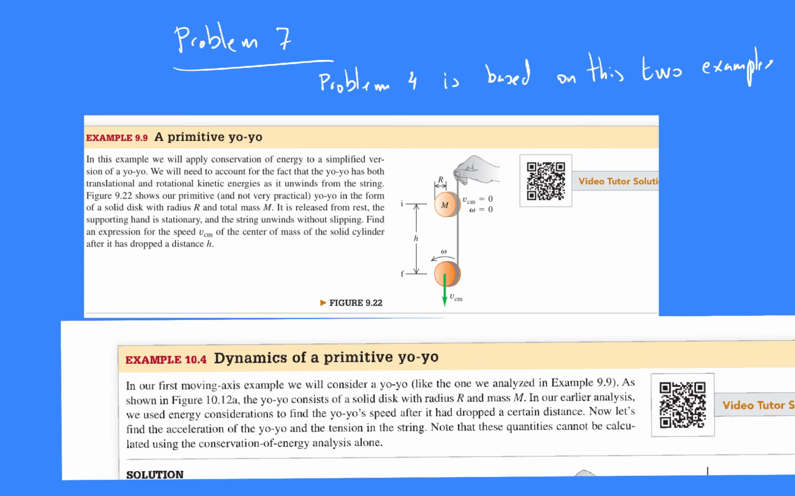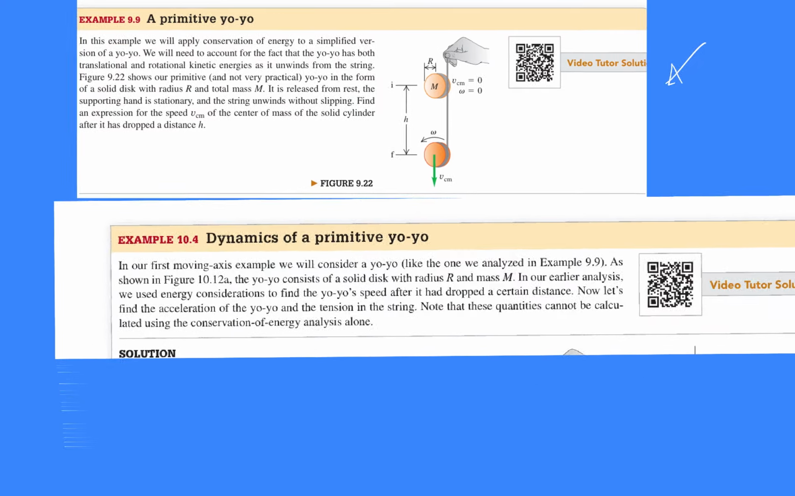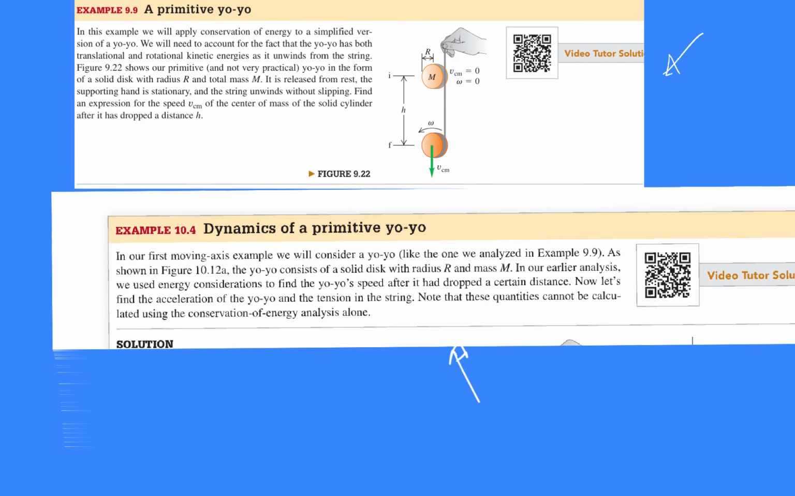Problem 7 is about a yo-yo. The yo-yo is solved in your example in two ways: applying conservation of energy, and applying the sum of all the torques equals I times alpha. This is a similar problem to the yo-yo. It is not exactly the yo-yo, but it asks you to understand these things.